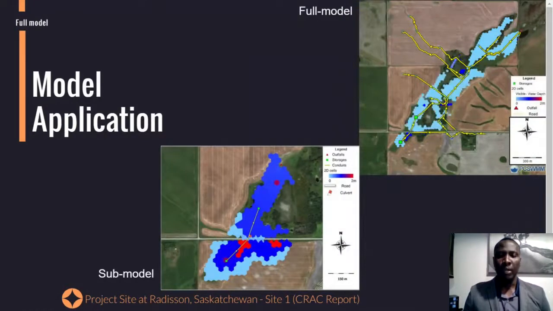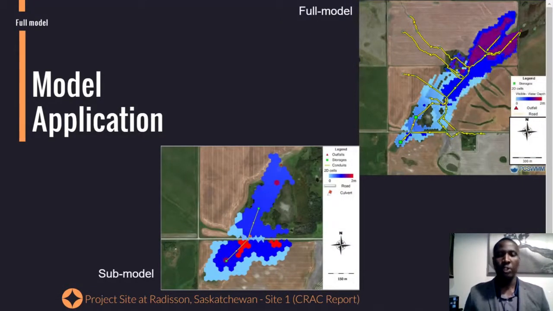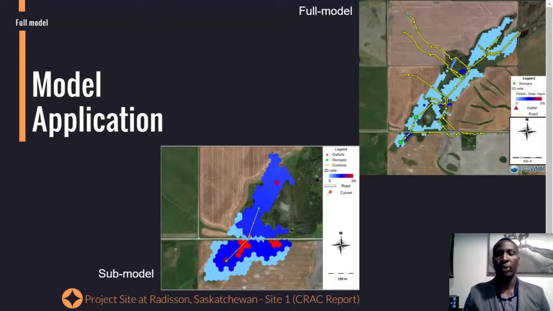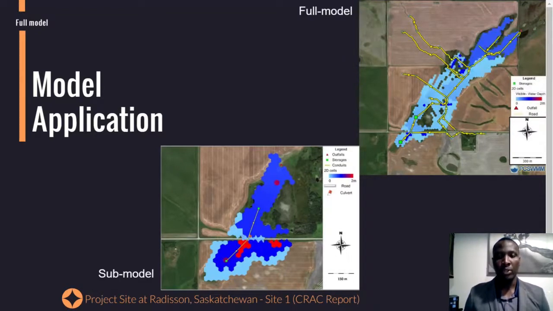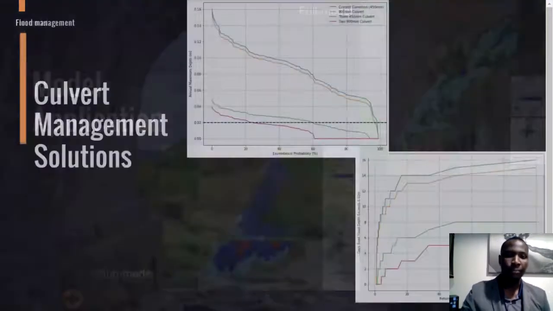So what we found was when we ran our full model for a very short period of time, the wettest period, we noticed that the peak flooding flow from our flood hazard map coincided with our peak runoff. But because we were more interested in what's happening on the road, we reduced our area and our model to a sub-model. And what we noticed was the road got flooded every year.